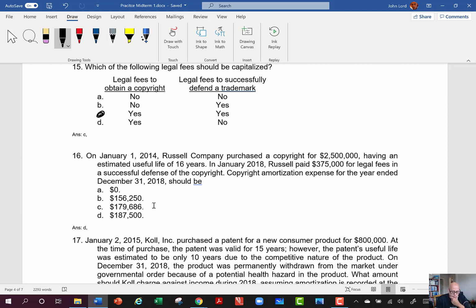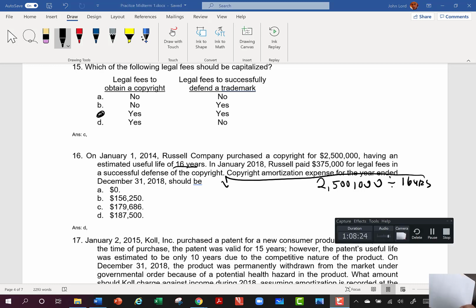So in this particular case, Russell Company purchased a copyright for $2,500,000, having a useful life of 16 years. Well, look, I know I'm going to be able to capitalize that, and I know I'm going to amortize that over 16 years. So I take what? I take the $2,500,000. There's no salvage value here. I divide it by the 16 years. $2,500,000 divided by the 16 years.